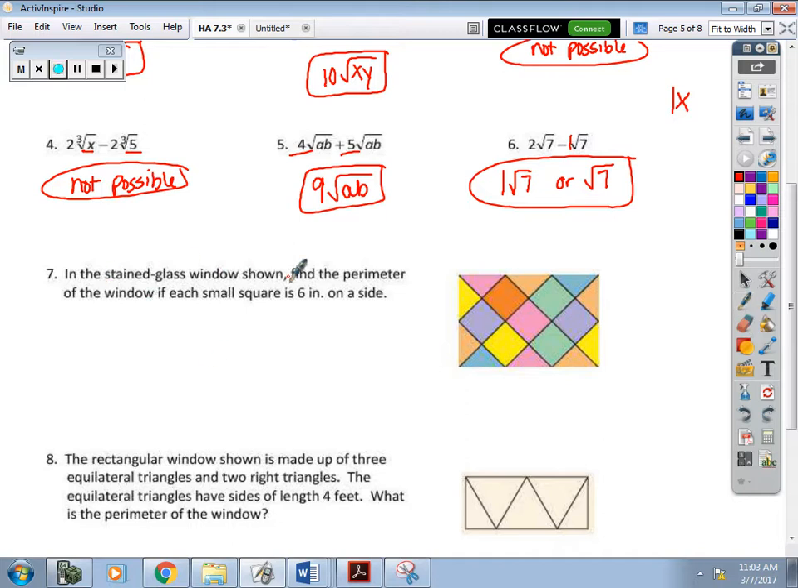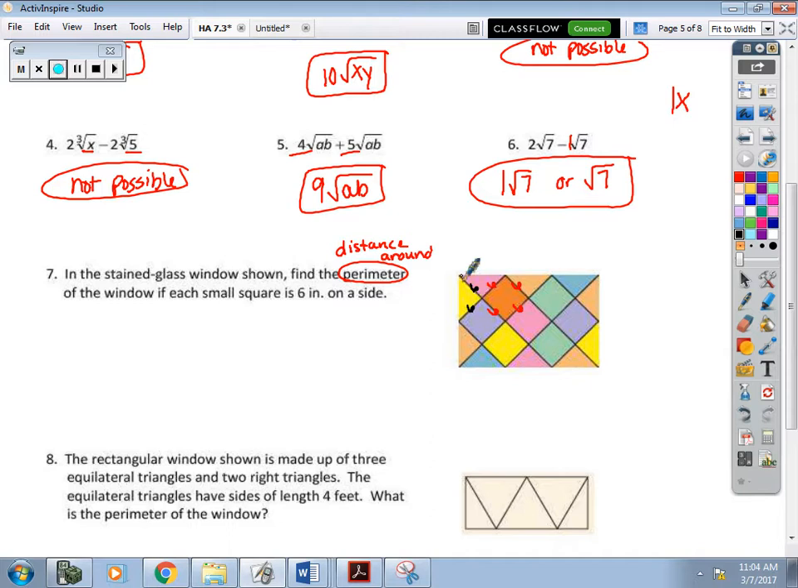So in the window shown, find the perimeter. Remember, perimeter is the distance around an object. This would be the distance around the whole rectangle. If each small square is 6 inches on each side, so like this is one of the squares, this is 6 inches, 6 inches. This one would be 6, 6, 6.